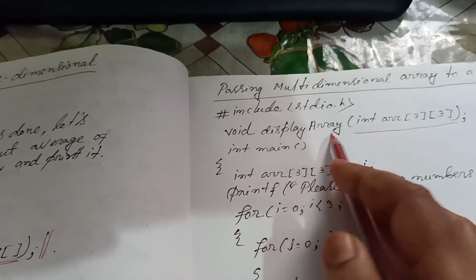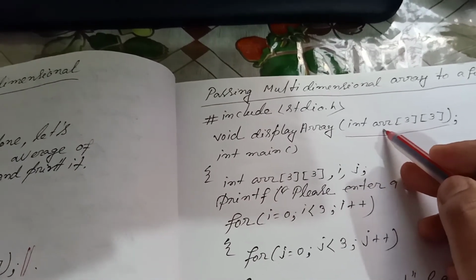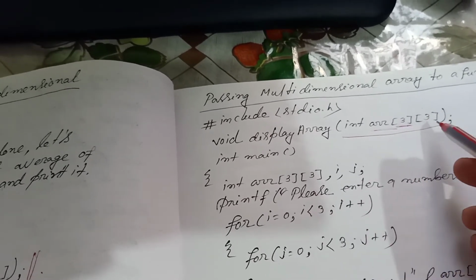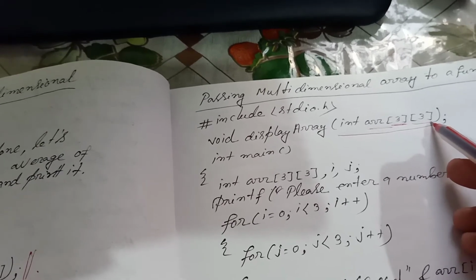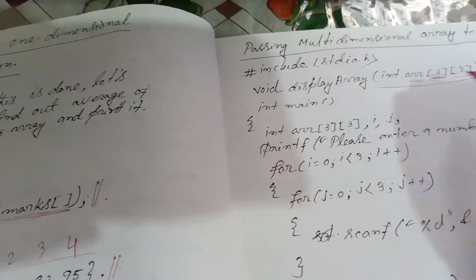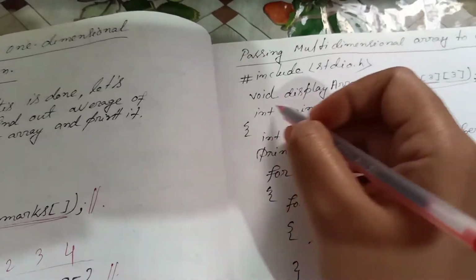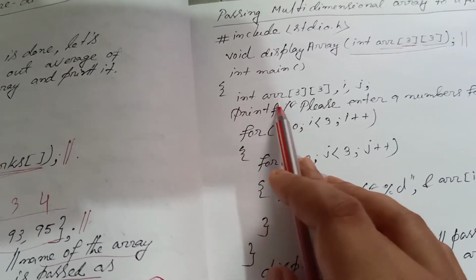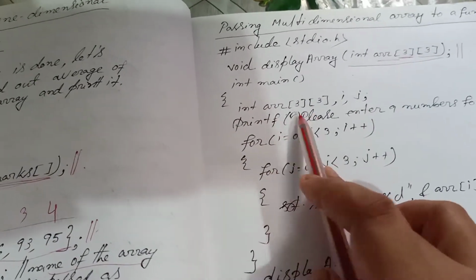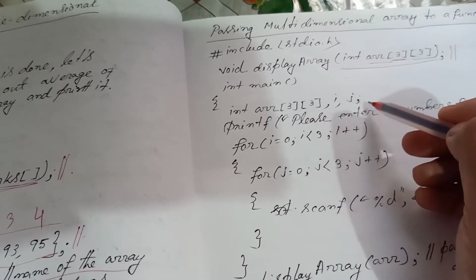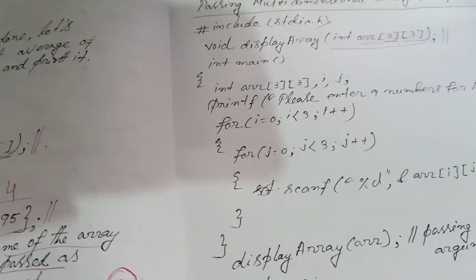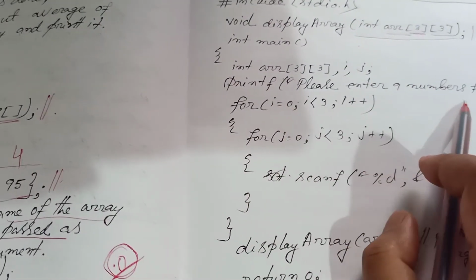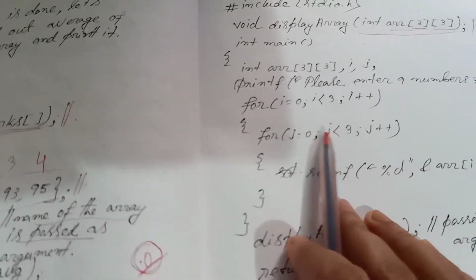void display array, int arr is the array name, 3 3. So the row size is 3 and the column size is 3. So this is the declaration of the user defined function. Next, int main, start the main function, int arr 3 3. The same array is declared here, i and j. Okay, so as per the array declaration, we are writing the same syntax or format.